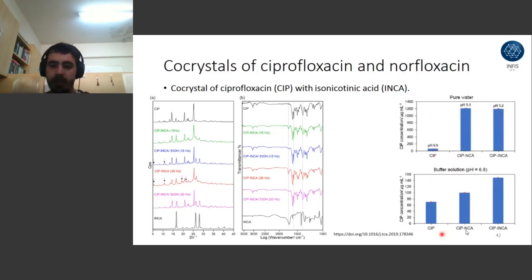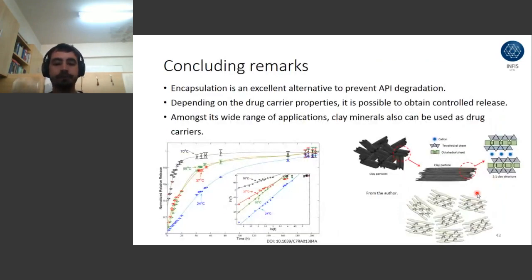And here is the solubility in a buffer solution. In the case of isonicotinic acid, we have almost twice, or basically twice, the solubility, which is a really nice gain. Well, just to finish, some concluding remarks.